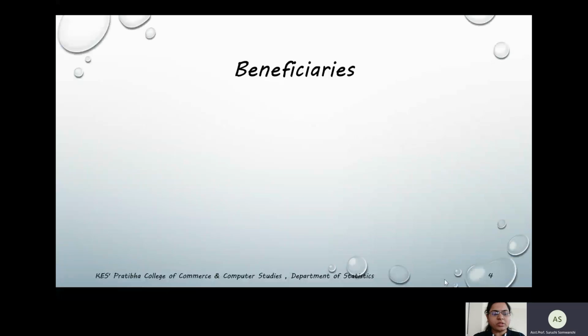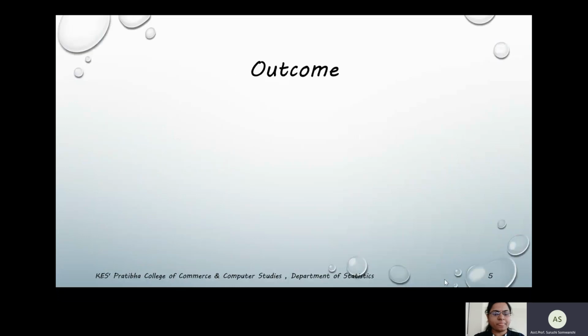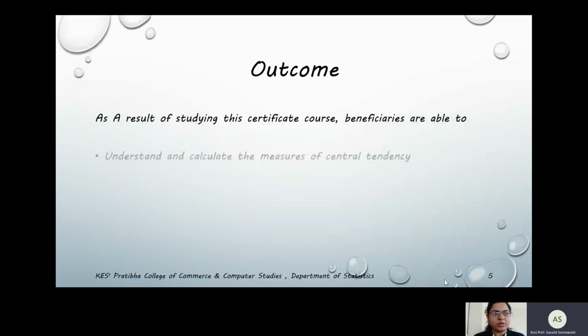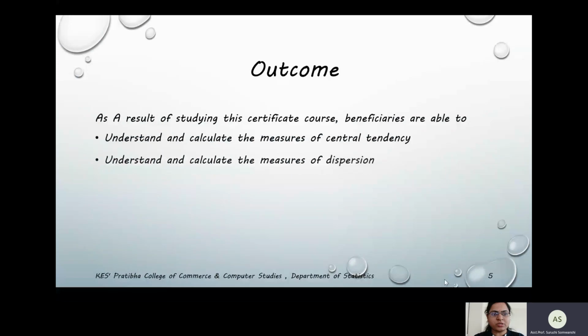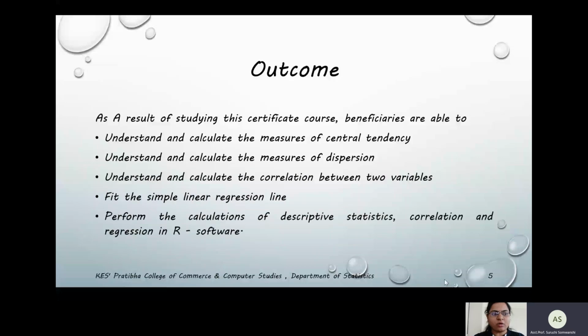The beneficiaries of this course are undergraduate students, postgraduate students, researchers, industrialists, as well as government employees. After completion of this course, the beneficiaries are able to understand and calculate the measures of central tendency and measures of dispersion. They are also able to calculate the correlation between two variables, fit the simple linear regression line, and perform the calculations of descriptive statistics, correlation, and regression in R software.